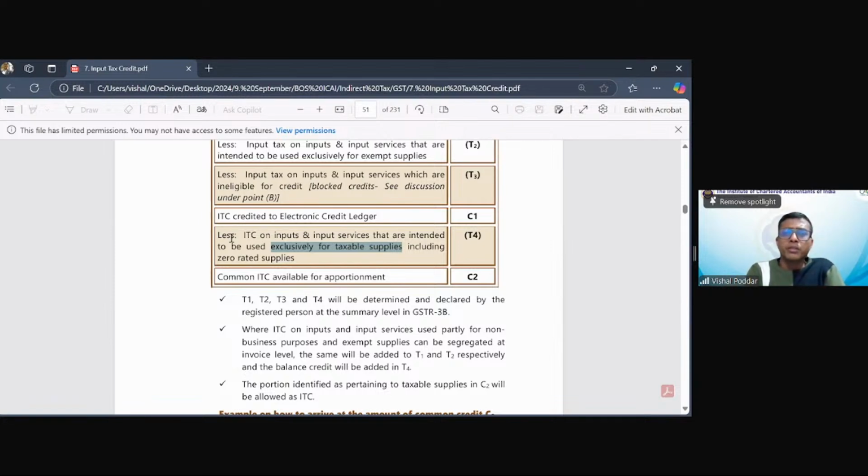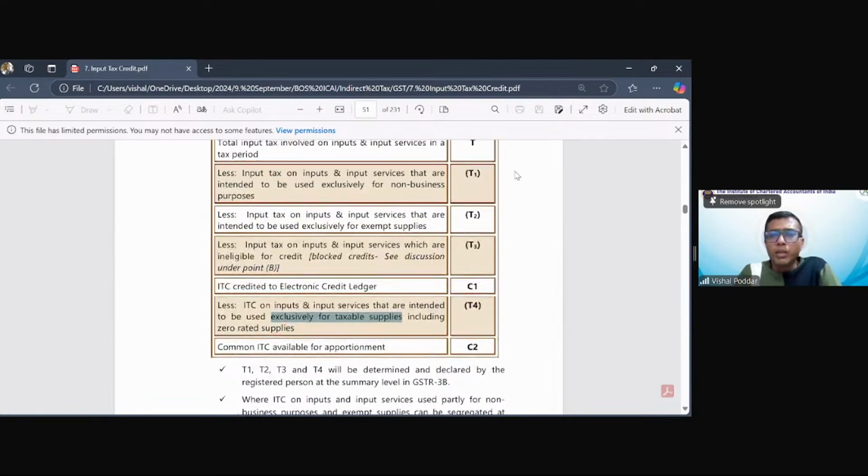Now for the first three items, T1, T2, T3, when they are saying reduce this, I can understand because I am not eligible to take ITC for these three things. But here they are saying you reduce T4, which is actually my raw material, my packing material, which I'm using for the taxable product, that is X.